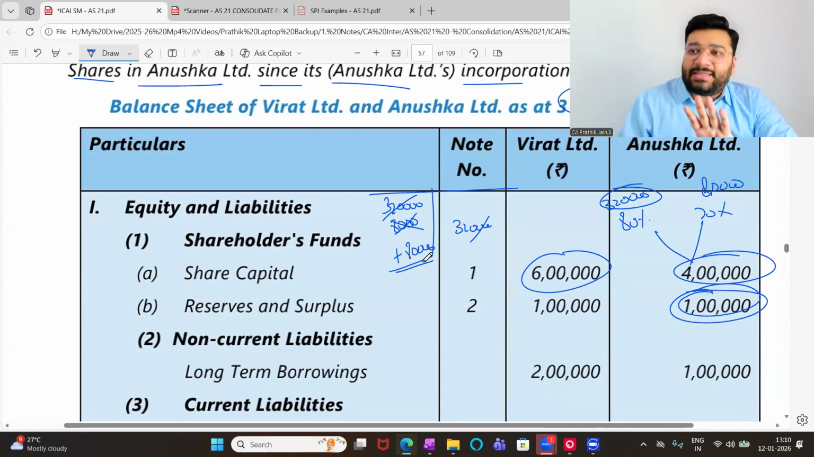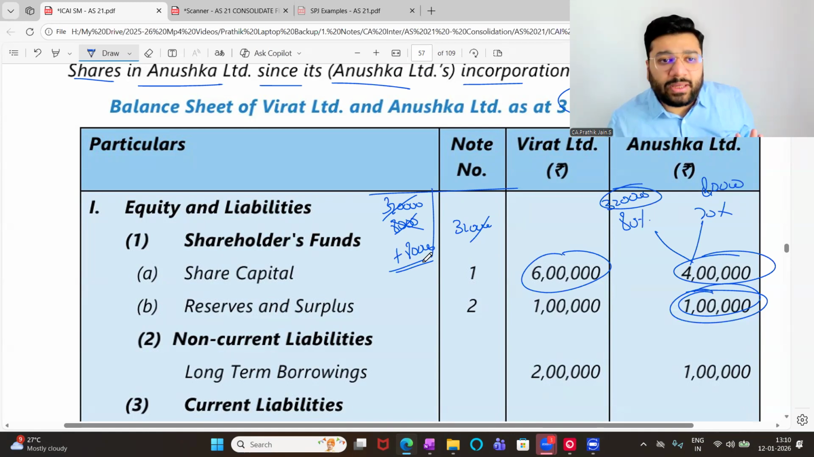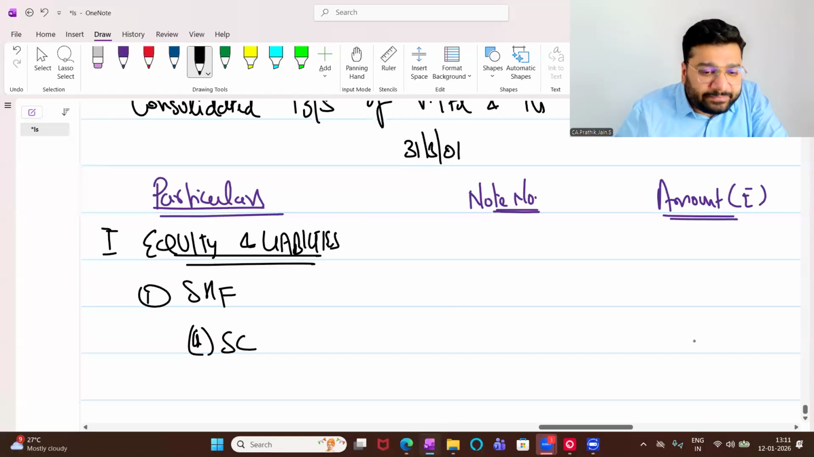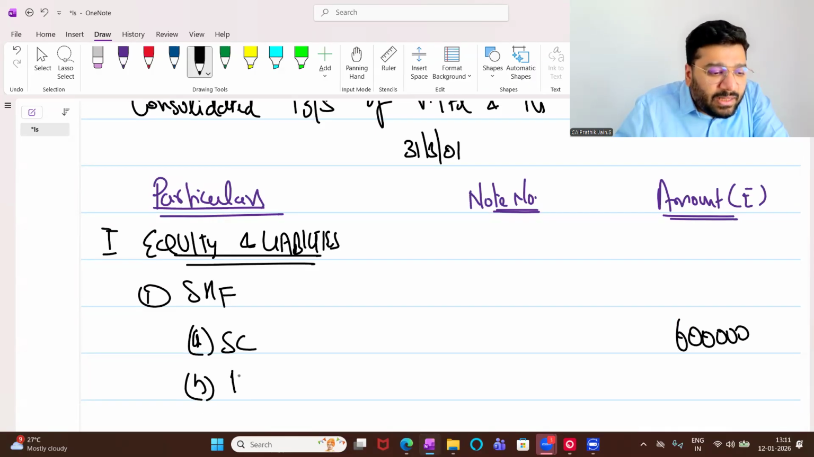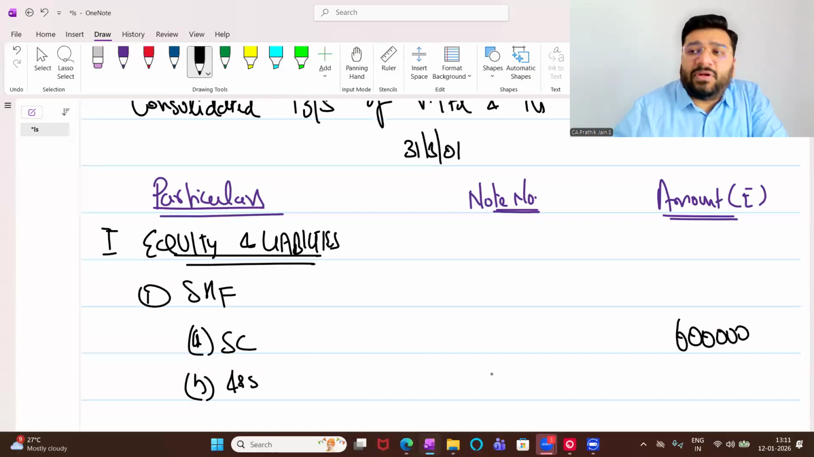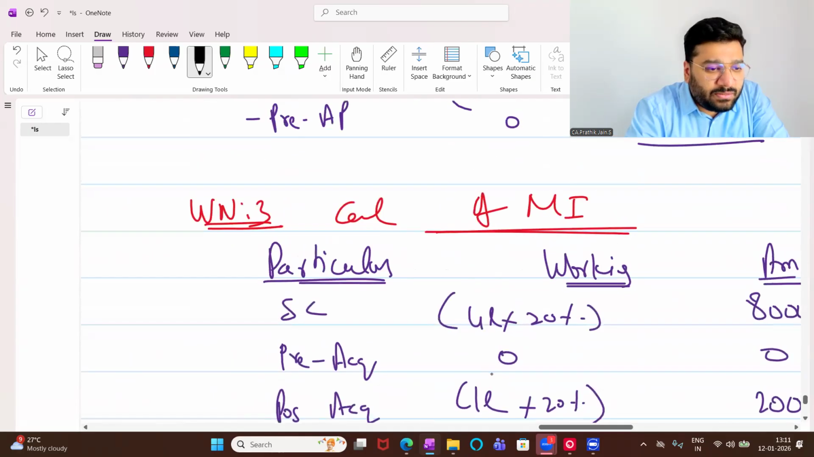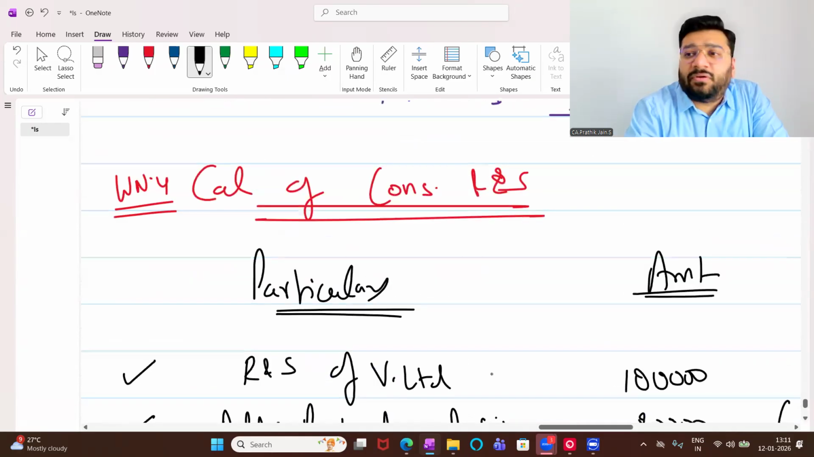So it is coming on the liability side, but the heading is changing. From share capital, we're moving to minority interest. Okay? That way, I'm abolishing the entire share capital of the subsidiary company. So what is left? Share capital of the holding company, which is 6 lakh. Next, B, reserve and surplus. You can give a note number. Yes, this can be your note.